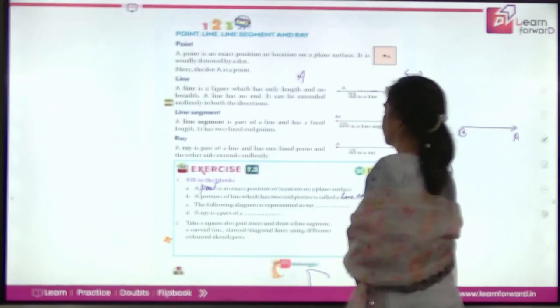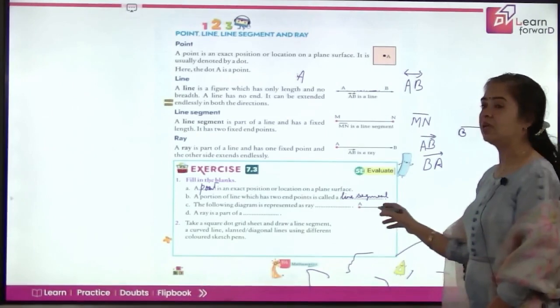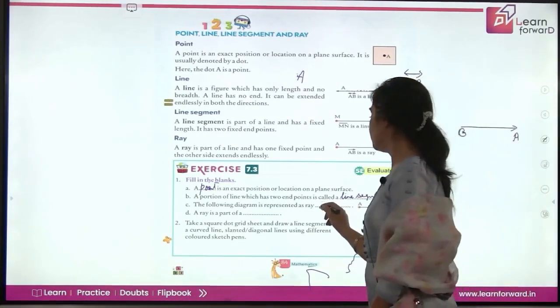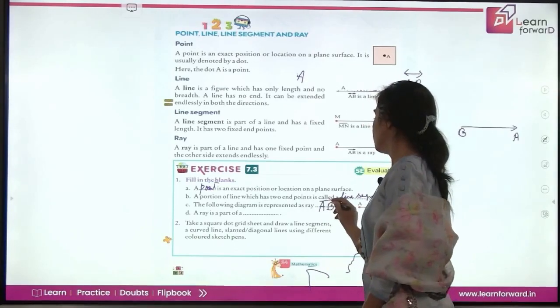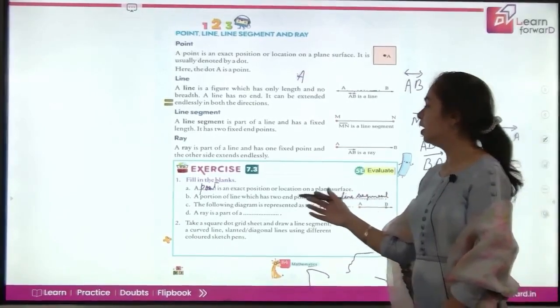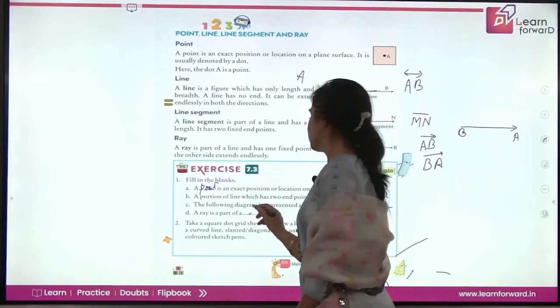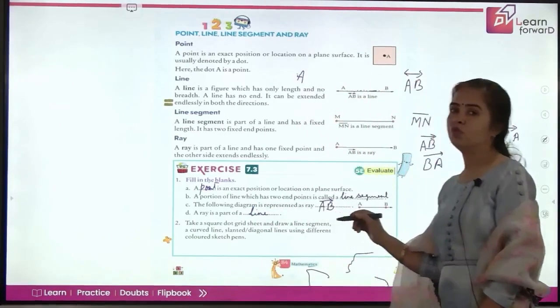The following diagram is represented as ray. Can you name this ray now? Yes, it is AB, not BA. So we will write AB. We can draw an arrow here, which shows the starting point is A. Next, a ray is a part of a line. Yes, even a line segment is a part of a line, but it has got two fixed points.